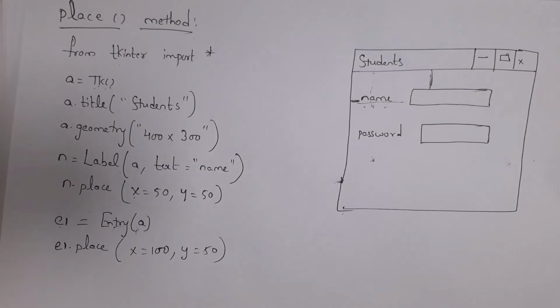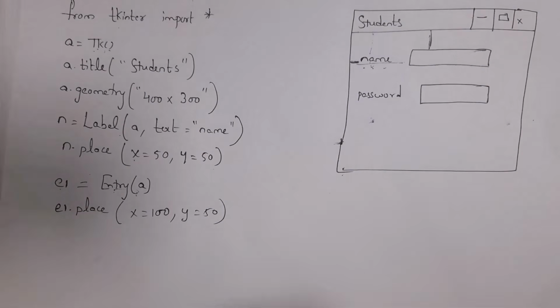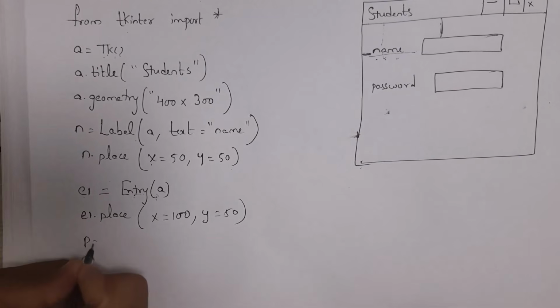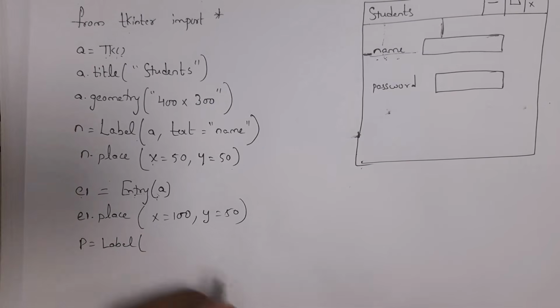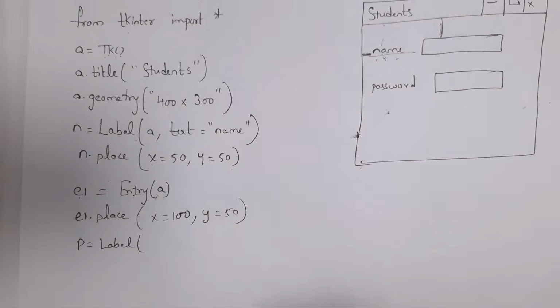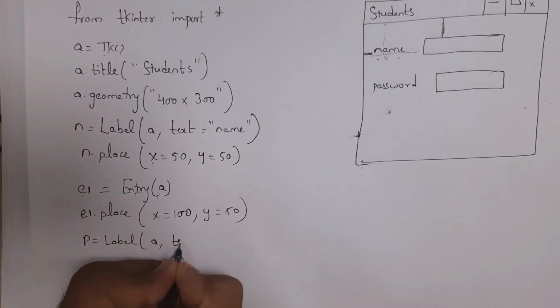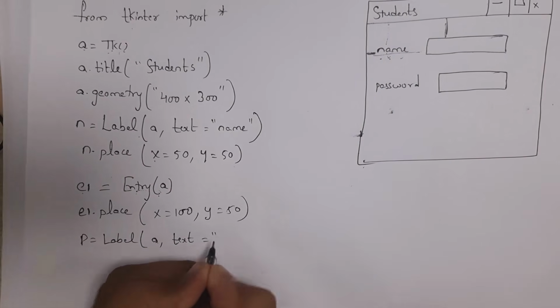Similarly, next I want to create the password. Password is nothing but a label. I am taking the variable name as p. So just write p equal to Label, take brackets. Now I am placing this password inside the window. My window is present in variable a. So write a comma, and I am giving the text as password. So text equal to password.